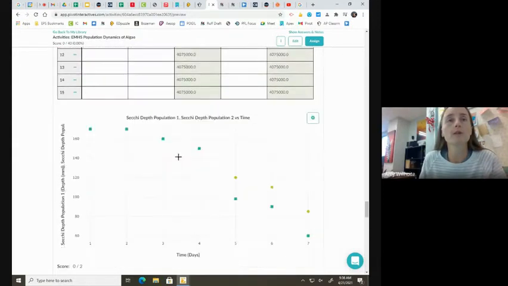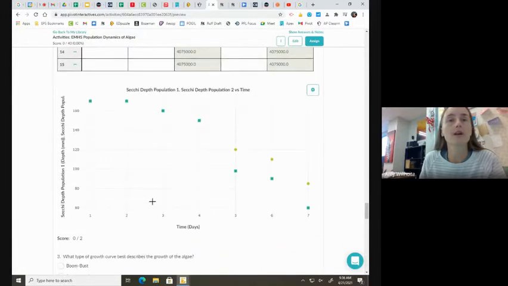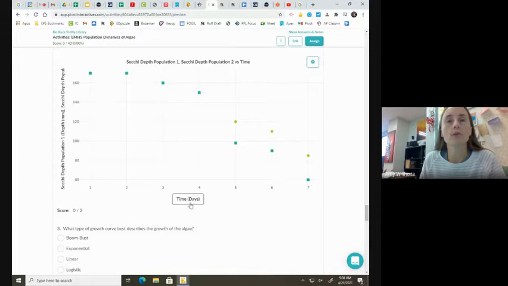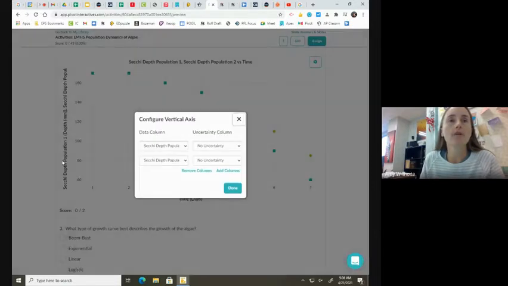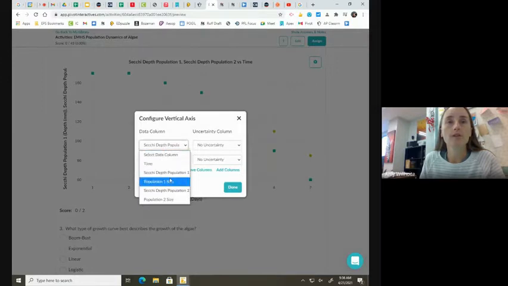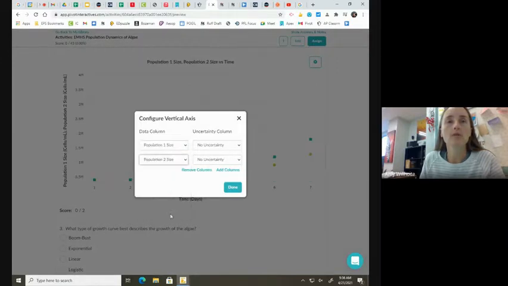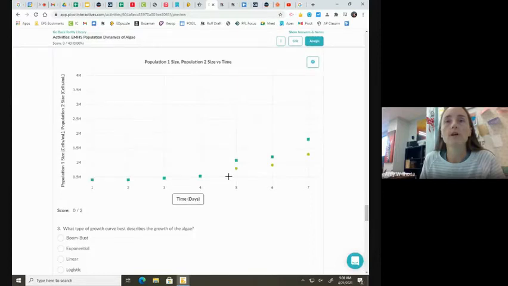All right. Meanwhile, it's populating this down here, but this is not what I want it to graph. So here's how you change your graph. This is super important, because in the third part, you have to change the graph over and over again. So time in days, but I don't want depth. I want population size. So I want population 1 and population 2. Now I can see growth.